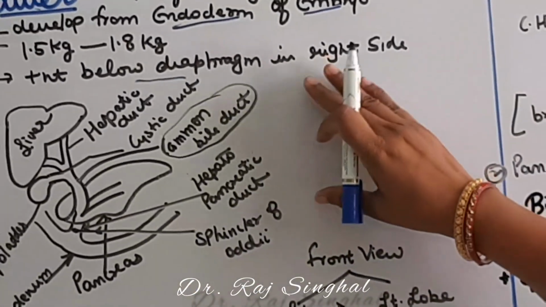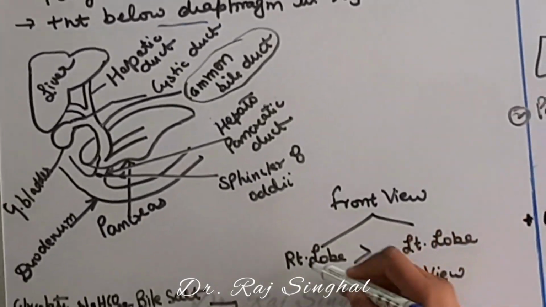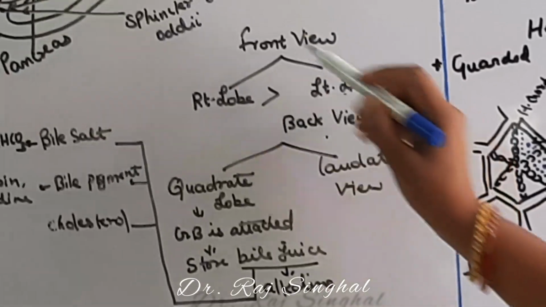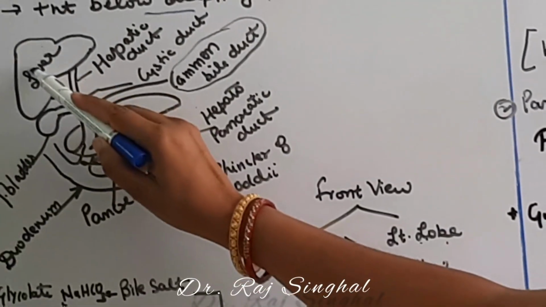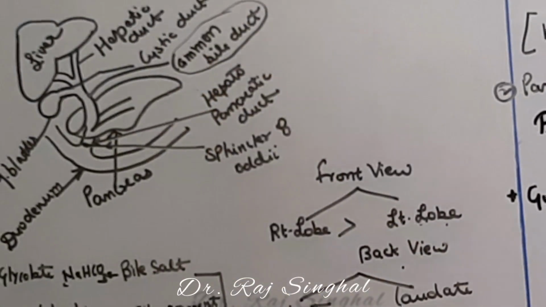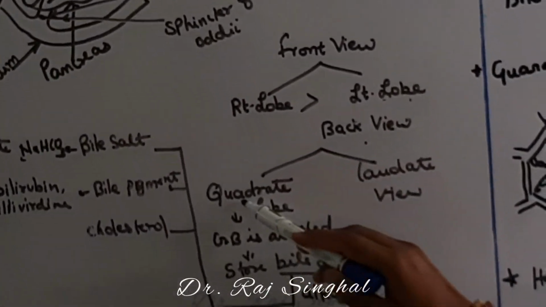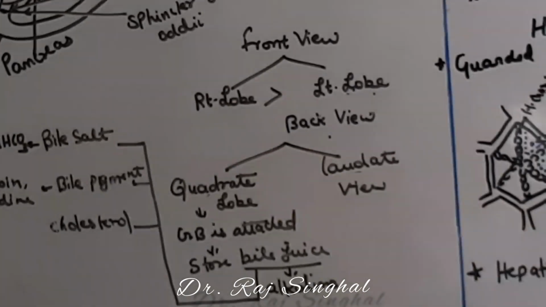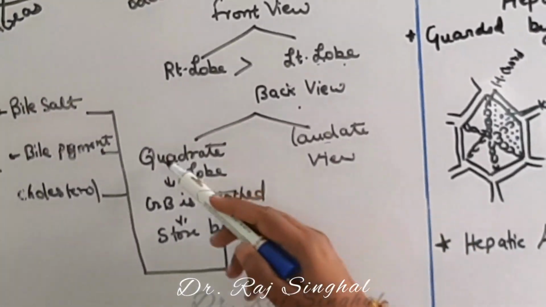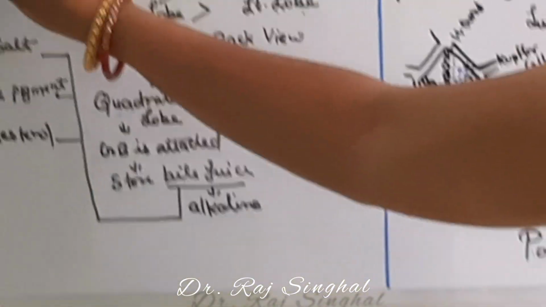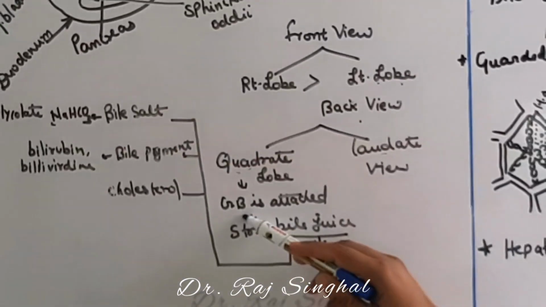From the front view of the liver, we see two different lobes, the right lobe and the left lobe, among which the right is bigger in size as compared to the left. From the back view, two more lobes are visible, which are the quadrate and caudate lobes. A small sac-like structure is attached to the quadrate lobe, which is known as the gallbladder.